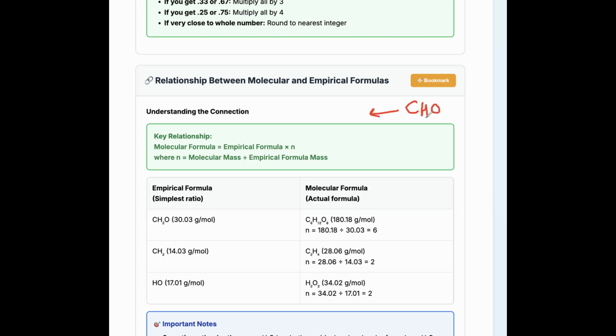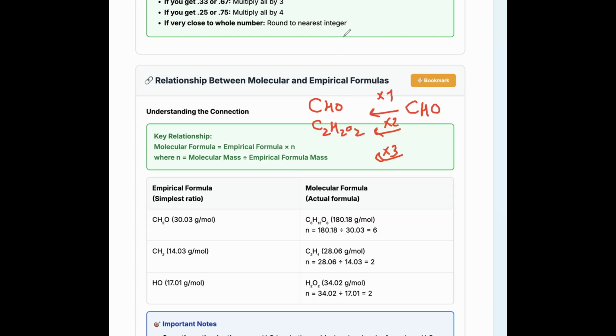If I told you it is CHO, is it repeated one time? Is it repeated two times? Is it repeated three times? Because every one of them gives a different result. So this one gives CHO, C2H2O2. Take care. Sometimes the empirical and molecular might be the same.